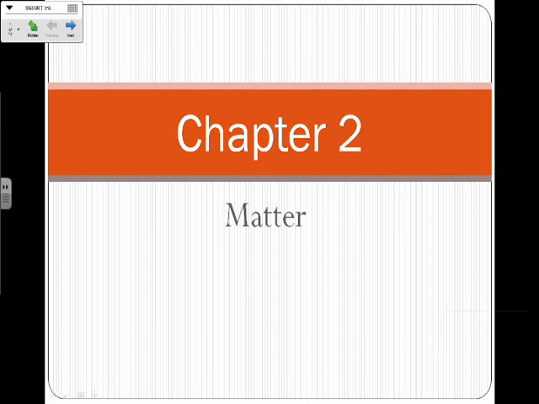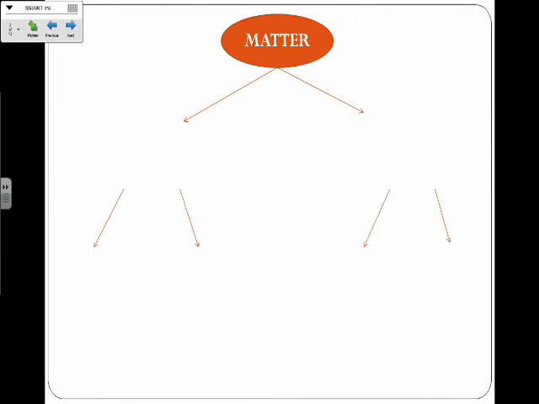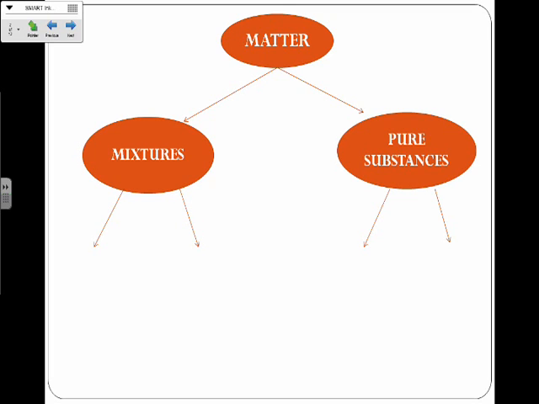Hey guys, let's go ahead and get started on Chapter 2. Chapter 2 covers the idea of matter. We're going to talk about what matter is, also the properties of matter, and what happens when matter changes. Now, matter is divided into two categories, mixtures and pure substances.